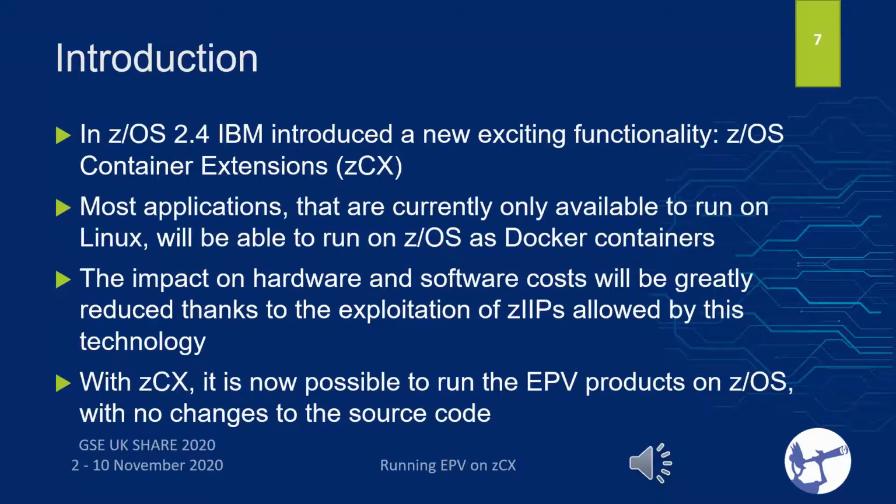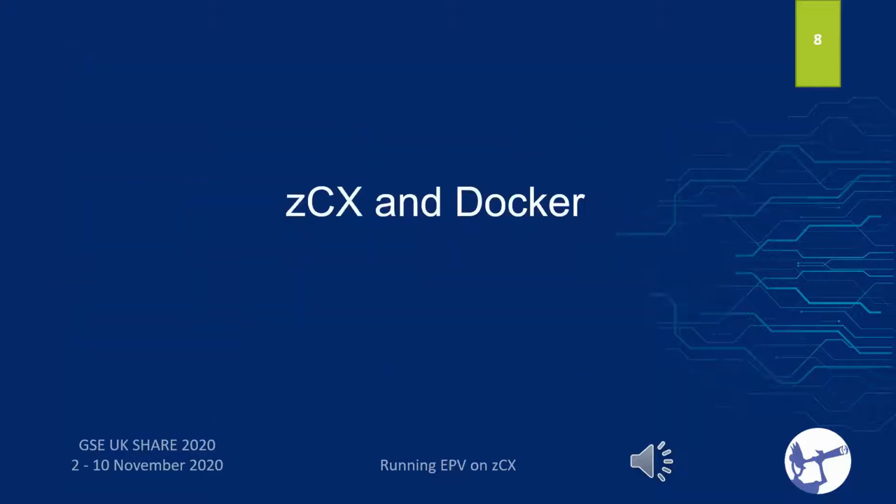The z/OS Container Extensions were introduced in version 2.4 of the z/OS operating system. Probably the best feature of zCX is that applications that in the past could only run on Linux are now able to run on z/OS as Docker containers with virtually no impact on the general purpose processors. This way, EPV products can run on z/OS with no changes to the source code.